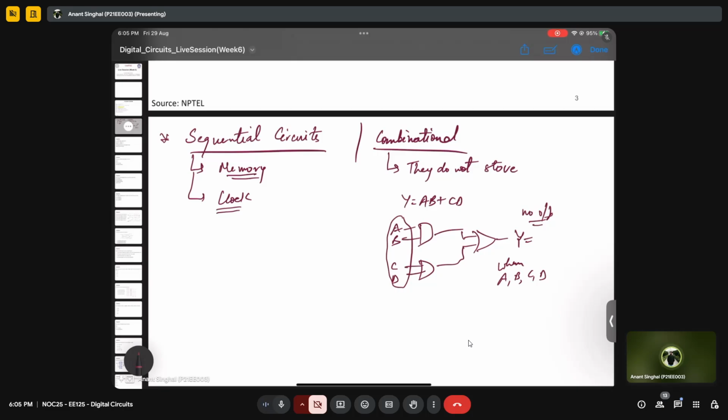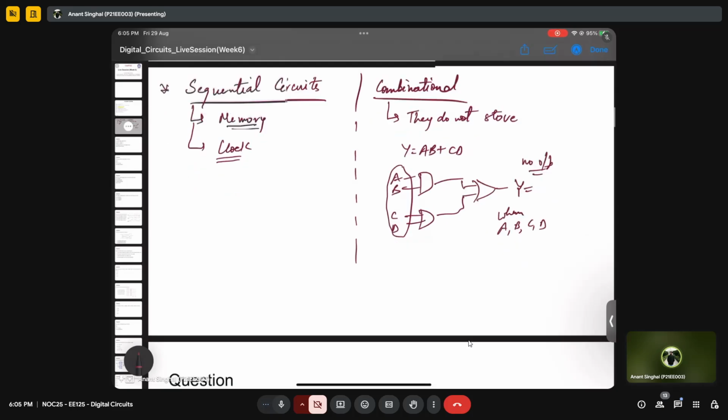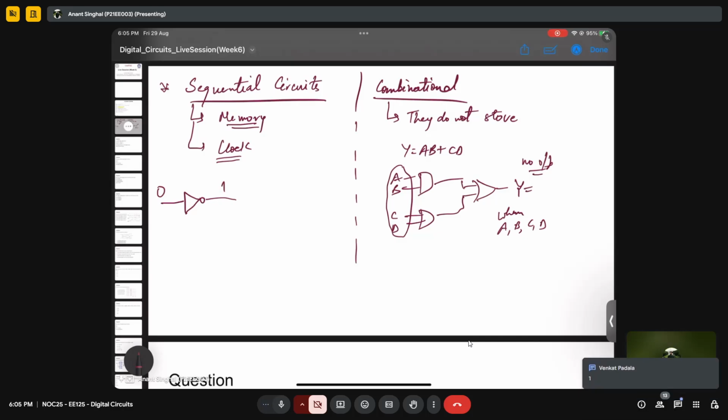Now let's take a very basic example that will help you understand more. Say I have a NOT gate and I apply a 0. What will be the output here? Yes, 1. Now I'll take one more NOT gate. What will be the output here? 0, exactly. Till you give the 0 input, you are getting a 0 output.